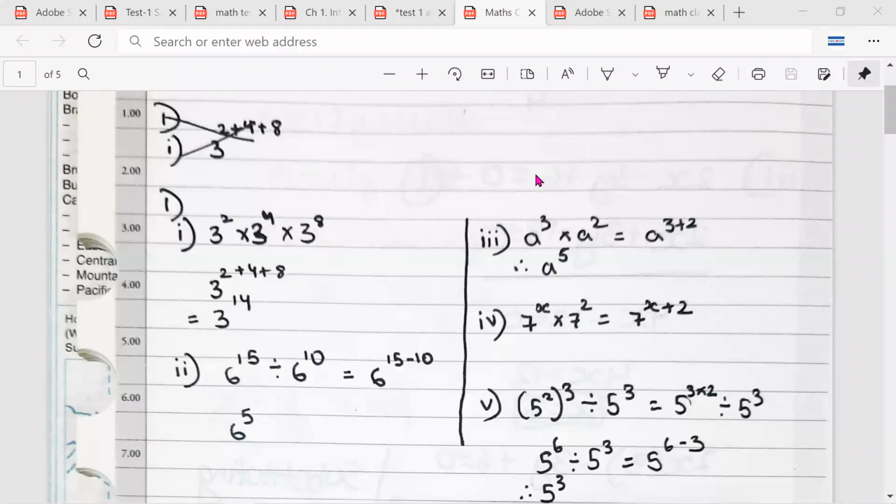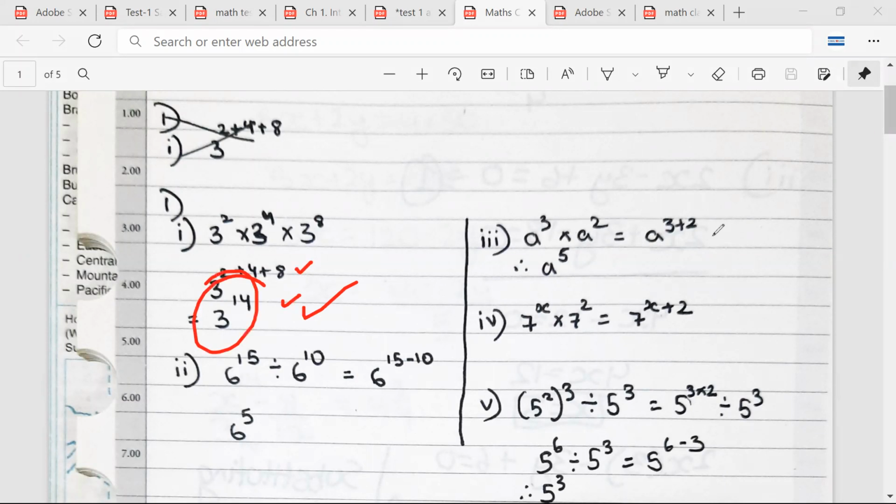Okay. So Sanvi, 3 square, 3^4, 3^8, 3 raised to power 14. Any doubt about this? No, sir. a cube, a square, a^5, 7x plus 2, 15 minus 10, 5, 6, 5 cube. Any doubt about this? Samaji, any doubt? No, sir. So we are applying a simple formula.